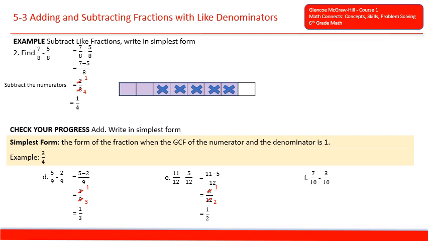And F, we have 7/10 minus 3/10. So we'll rewrite that as 7 minus 3 over 10. If we take the difference of the numerators, we get 4/10. We have a common factor of 2. So if we divide 4 by 2 and 10 by 2, we get 2/5.